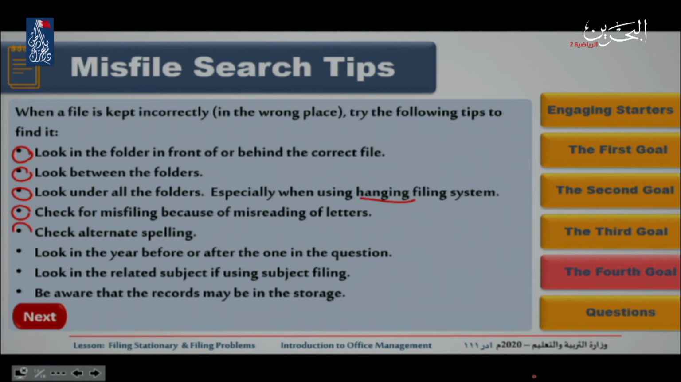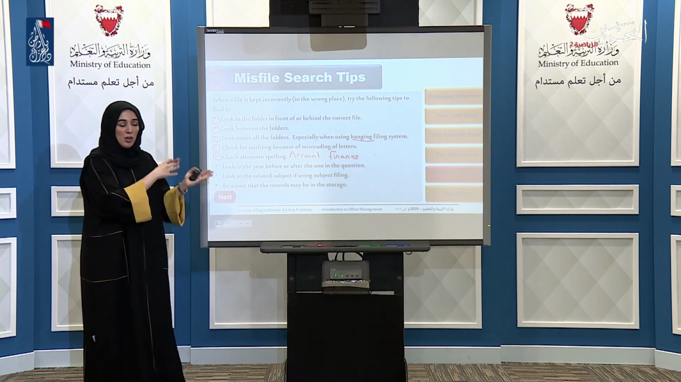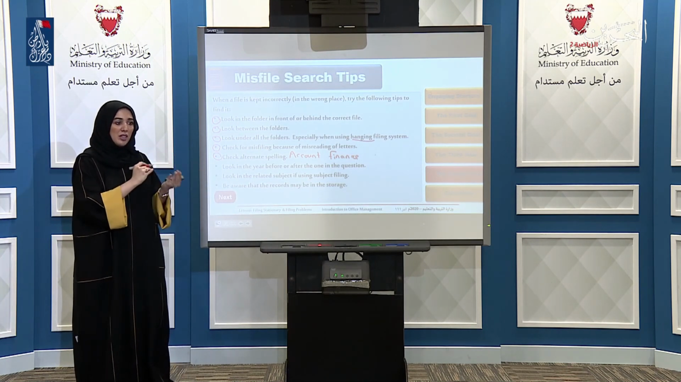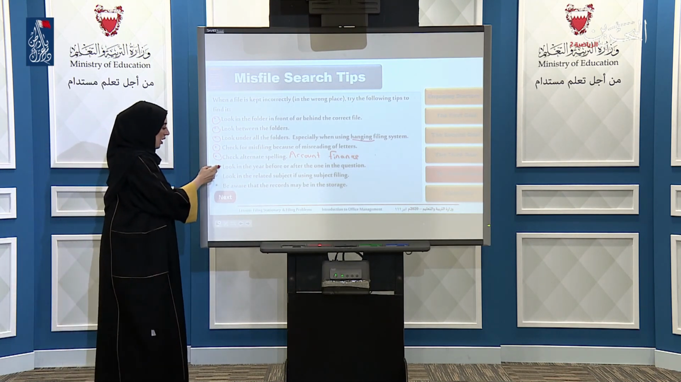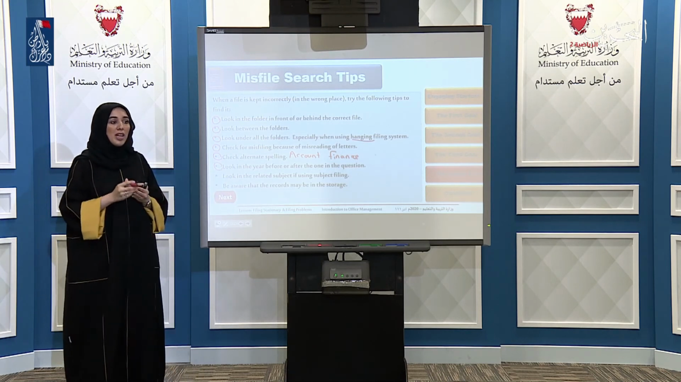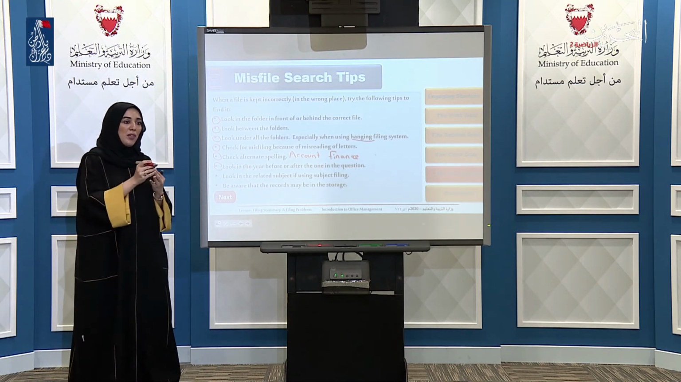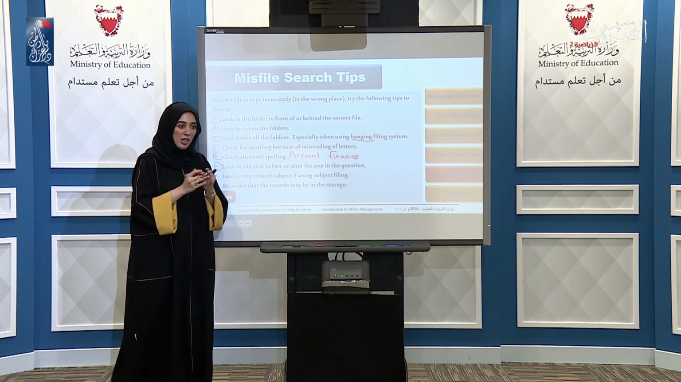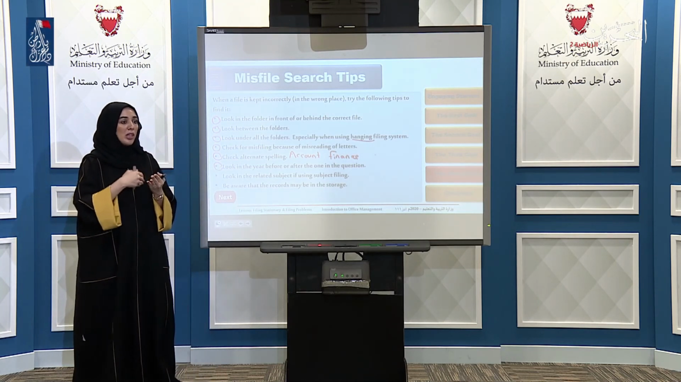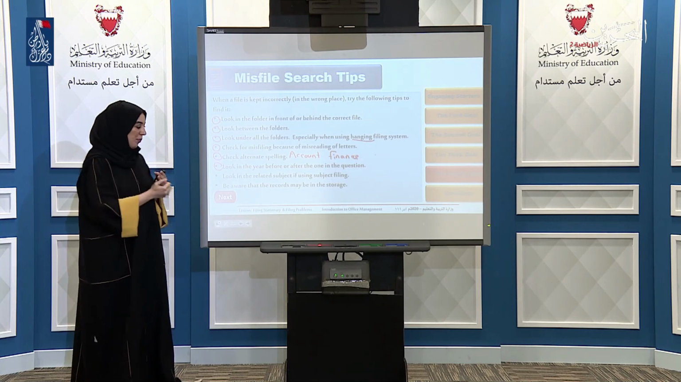Check alternate spelling. For example, some organizations call it account, and some call it the finance department. So maybe it's in the accounting department file or in the finance one, so check alternate spellings. Look in the year before or after the one in question. If the question said 2018, look in 2017 or look in 2019.